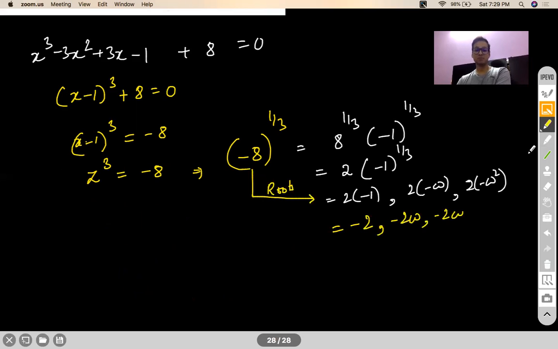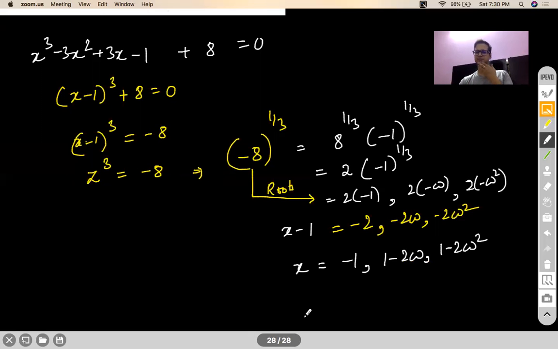But this is your z value. You have to find the x value. So they are actually x minus 1 values. So the x values will be minus 1, 1 minus 2 omega, and 1 minus 2 omega square. This minus 1 I have sent to the other side. You can call any one of them alpha. Let's say I call this alpha, this beta, and this gamma.